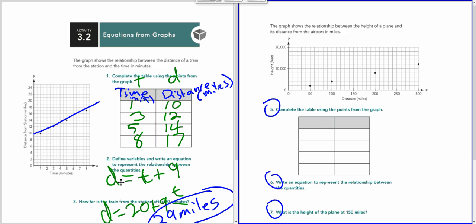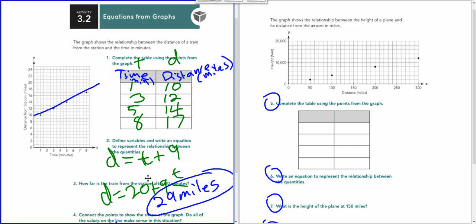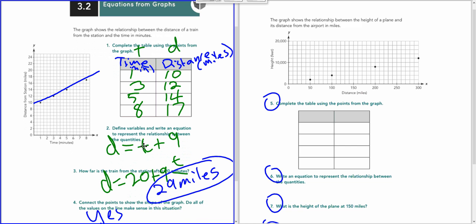All right? And so for our variables, T is going to represent time, D is going to represent distance. And so our distance depends on our time plus 9. Now, look at this. We could multiply 1 times 10 to get 10, but that wouldn't work in the rest of our examples, right? So what we have to do here is we add 9. So T plus 9 will give us our D. Okay? So then, how far is the train from the station in 20 minutes? Well, I need to put 20 in for time, so 20 plus 9 would be 29 miles.